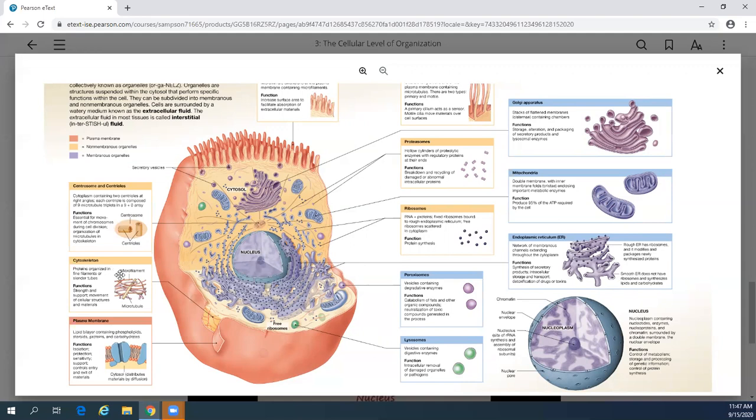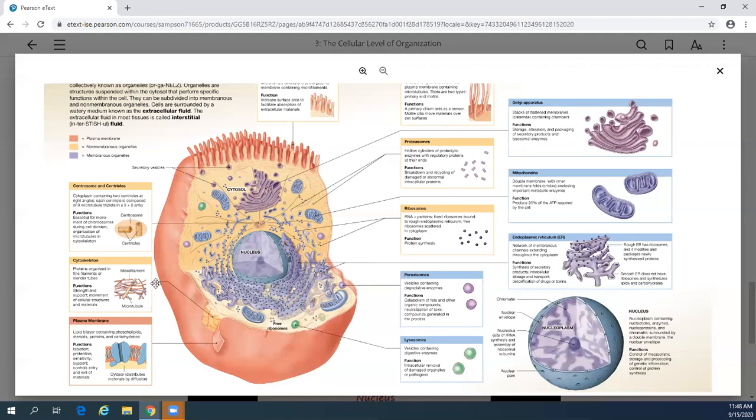Next we have the cytoskeleton, which we talked about before. So what does a skeleton do for us as humans? Well, it gives us structure and support, and some other things, like blood cell production. Well, the cytoskeleton in the cell does that also. It gives it structural support and strength so that it doesn't break apart.